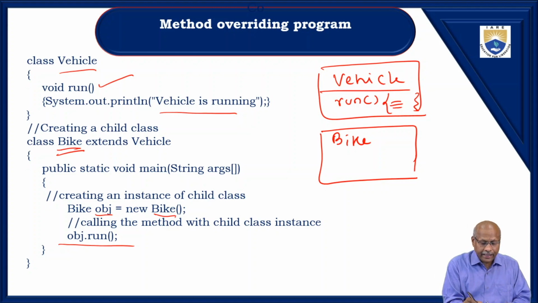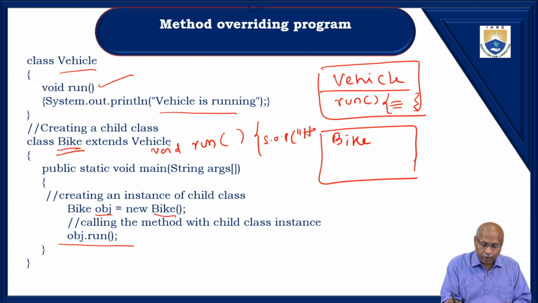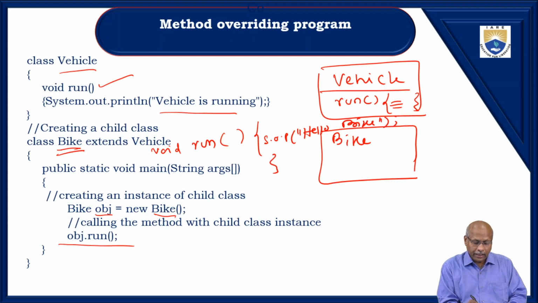If at all I write here void run, now here I will write System.out.println, hello bike running, hello bike. That means I can call this method now. Now when I say obj.run, automatically this method will come. So earlier it was vehicle is running, now I will say bike is running. So this type of thing you can write with method overriding.